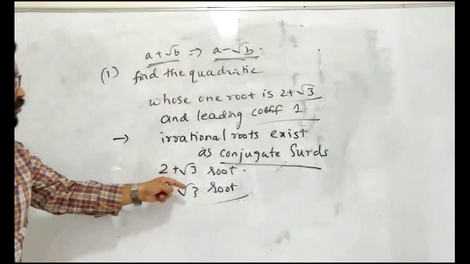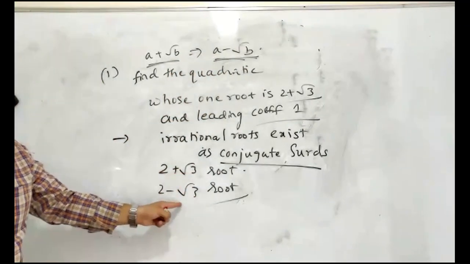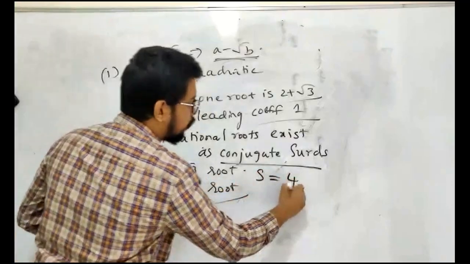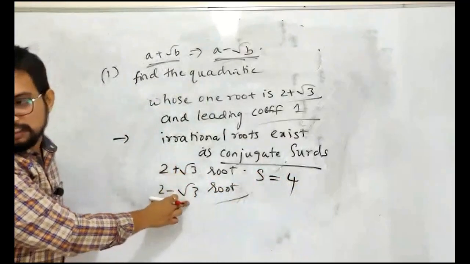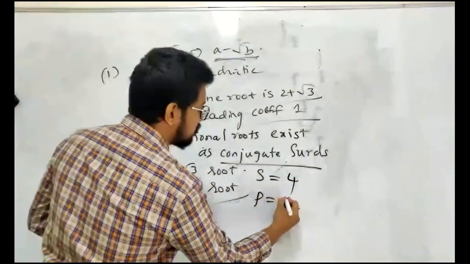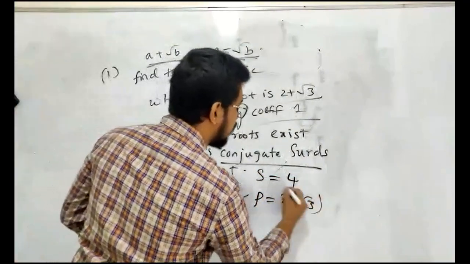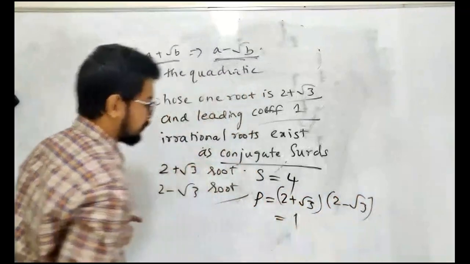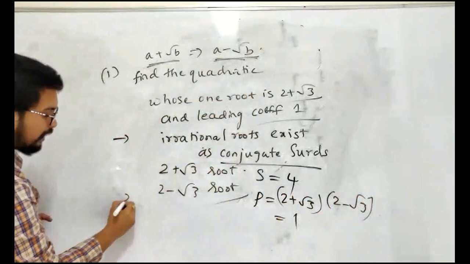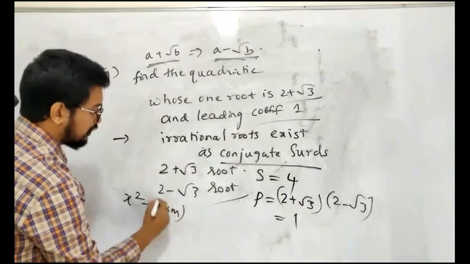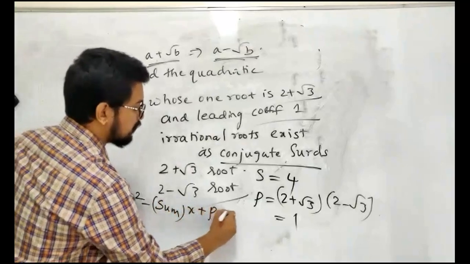So if 2 plus root 3 is a root, then 2 minus root 3 will be a root again. So what will be the sum of the roots? Sum of the roots is 2 plus root 3 plus 2 minus root 3, which is 4. And what is the product of the roots? Product of the roots is 2 plus root 3 into 2 minus root 3. This will be 1. So your quadratic will be x square minus sum of the roots into x plus product of the roots is 0.